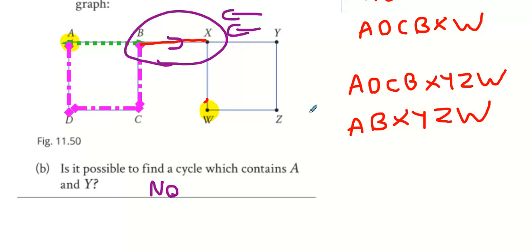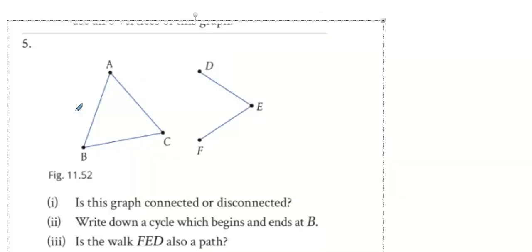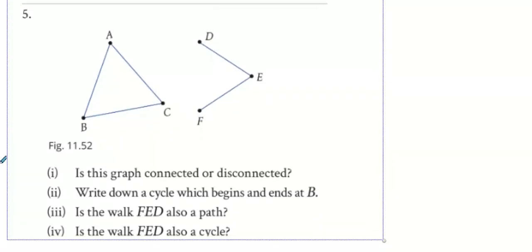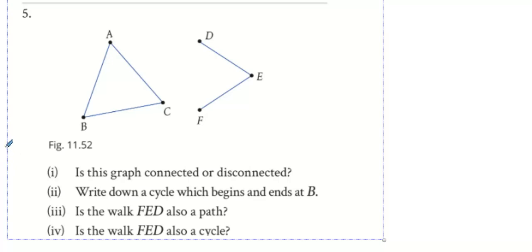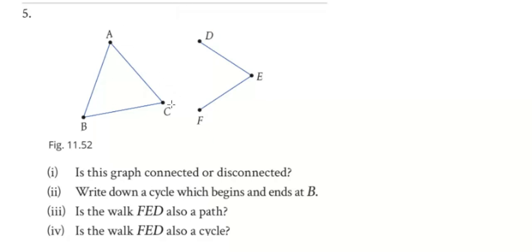No, not possible. Now, is this graph connected or disconnected? Now, what is a connected graph? A connected graph is where any two vertices are linked together. So, is this graph connected or disconnected? Well, it's disconnected because it can't link anything from the first triangle into the second triangle. So, we'll go for disconnected. Because there's no way of linking B to E or A to E.